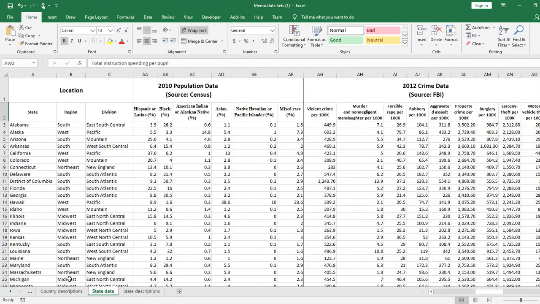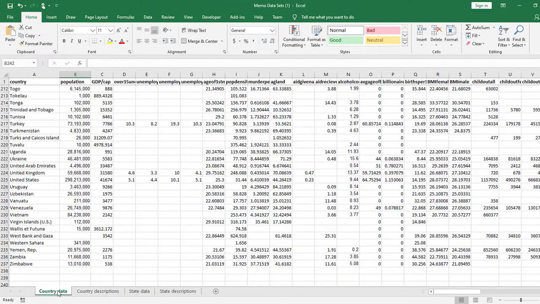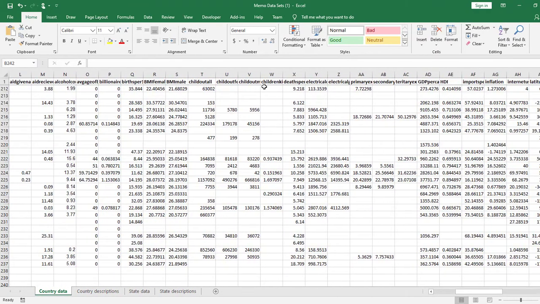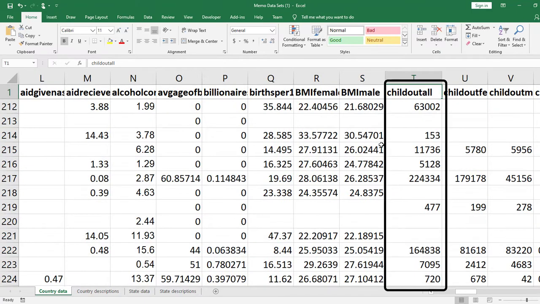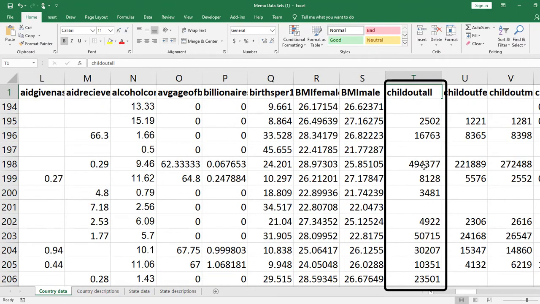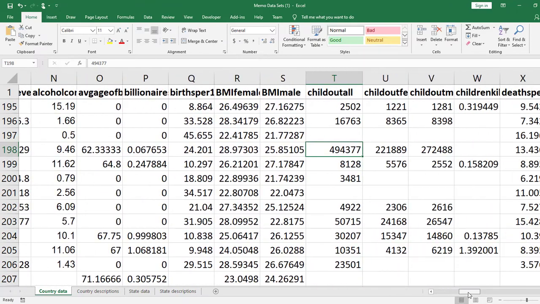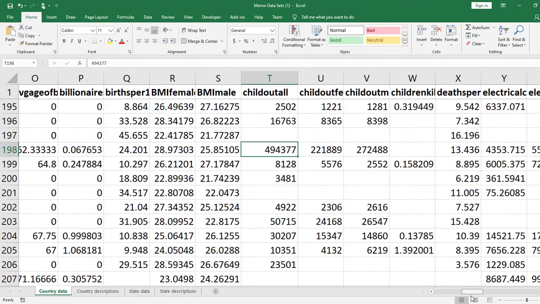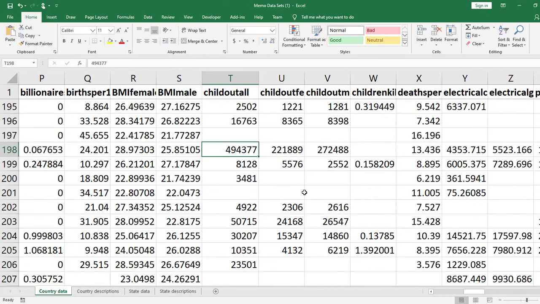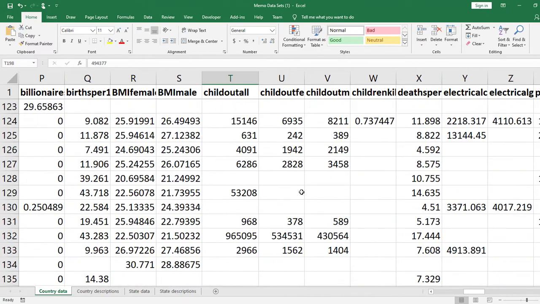In the data sets I provide you, for example, you see under country data, here we have child out all, that's what I want to look at. Child out all is the total number of children who are not in school. If you use this data for your paper or something, you want to make sure you adjust for population. Otherwise, you're going to get really screwy things.